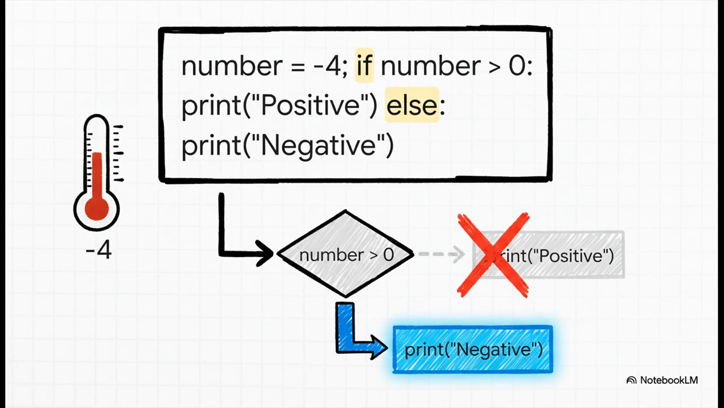Check this out. The number is -4. The computer asks, is this number greater than 0? The answer, of course, is false. Now, because that if condition failed, the program doesn't just stop. It jumps straight down to the else block and prints "negative number." The else acts as a safety net, making sure there's always an action to take.